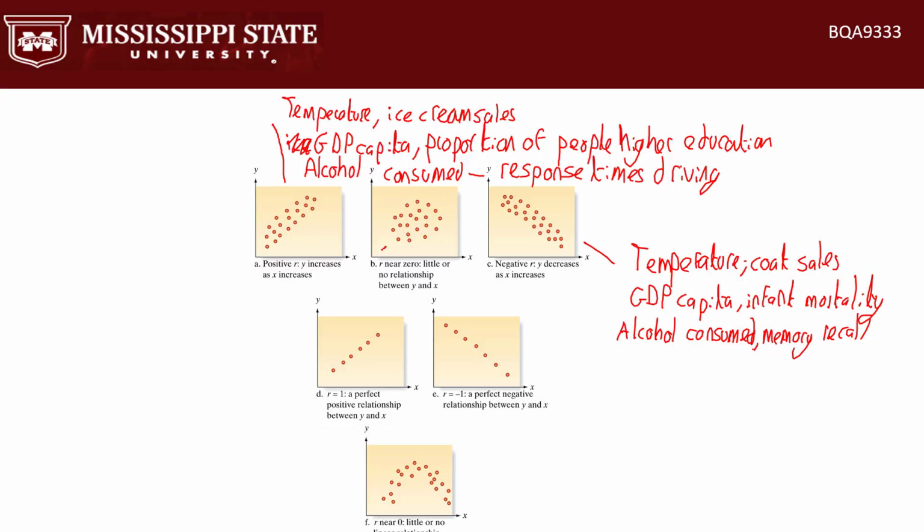So this one here, this is where we have no pattern. So we might have something like temperature and maybe somebody's test scores. Now there may be some people who are happier when it's hot and maybe do better, but there shouldn't really be much of a correlation there between the temperature and test scores.